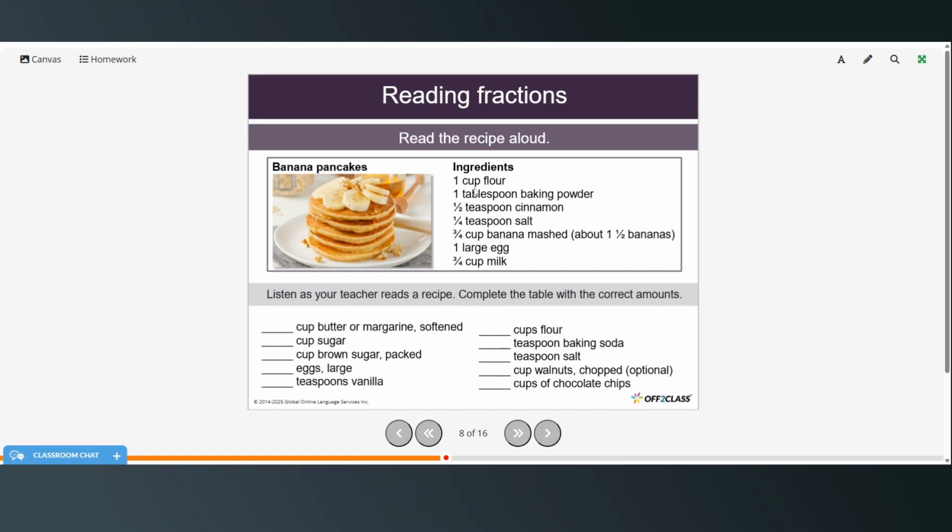All right, so we have 1 cup of flour, 1 tablespoon of baking powder, 1/2 teaspoon of cinnamon, 1/4 teaspoon of salt, 3/4 cup of mashed banana, about 1 1/2 bananas, 1 large egg, and 3/4 cup milk.